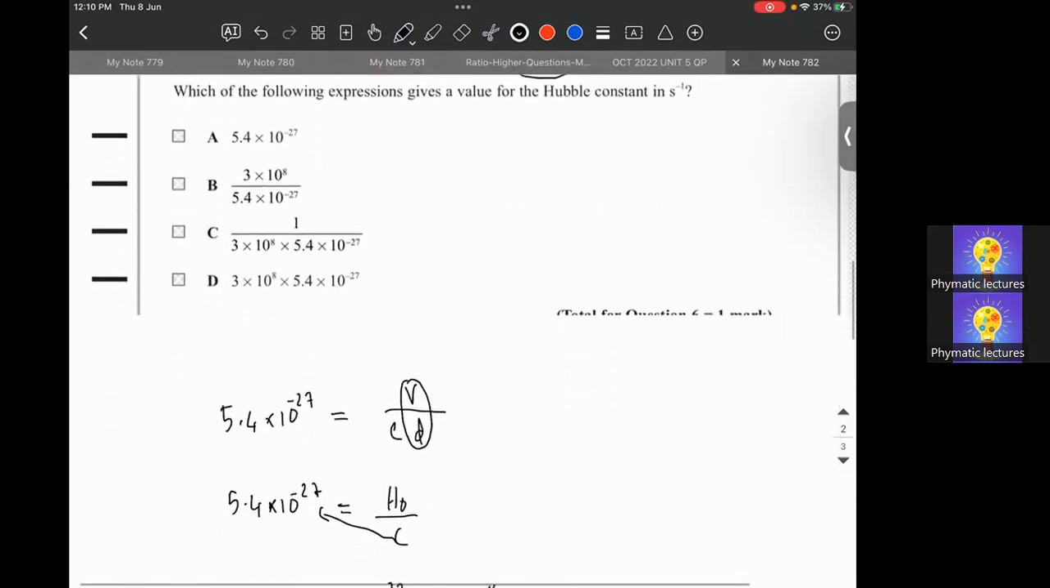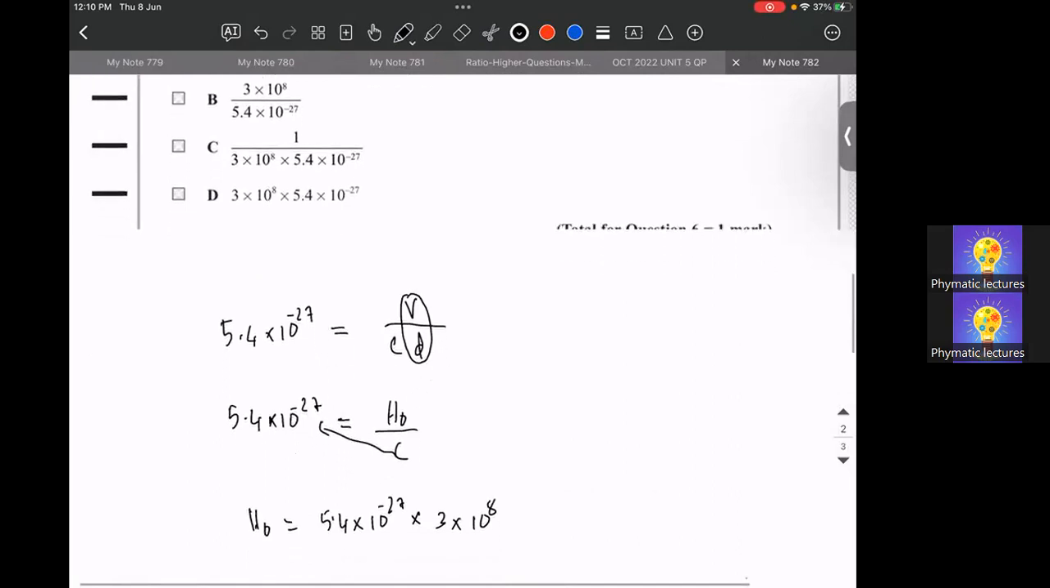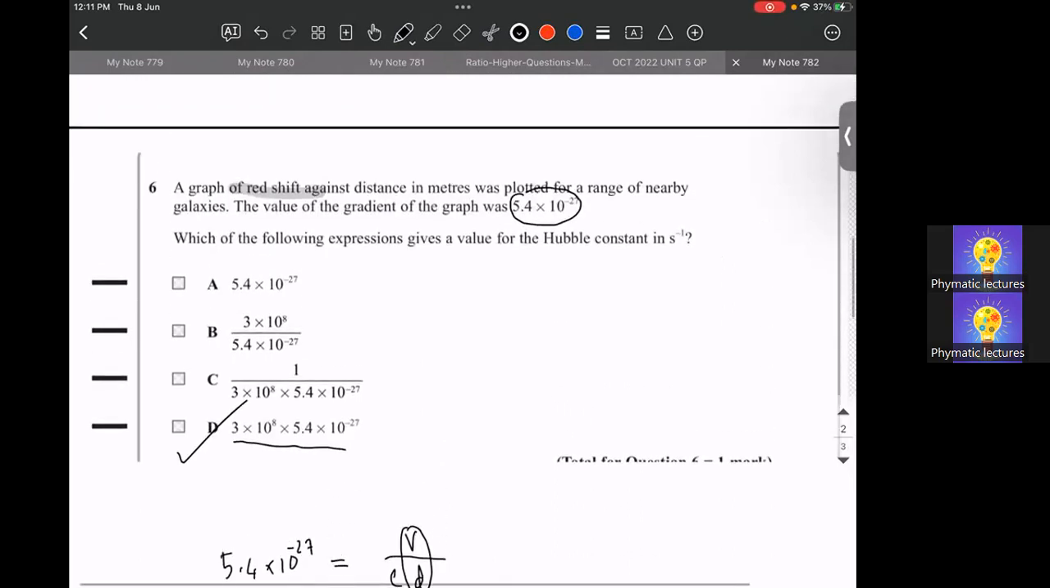So which option will give the right answer for this? 5.4 into 10 to the power of minus 27 multiplied by 3 times 10 to the power of 8. So which option? Option D is correct. Hope you got the idea for this question.